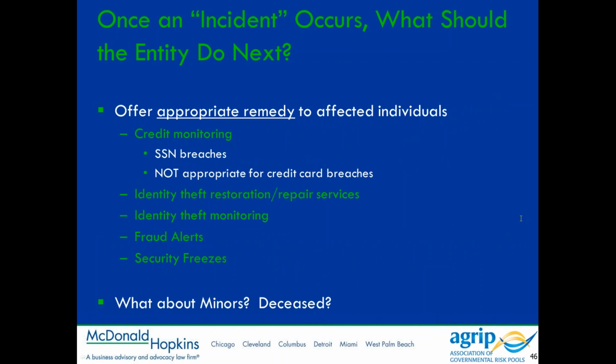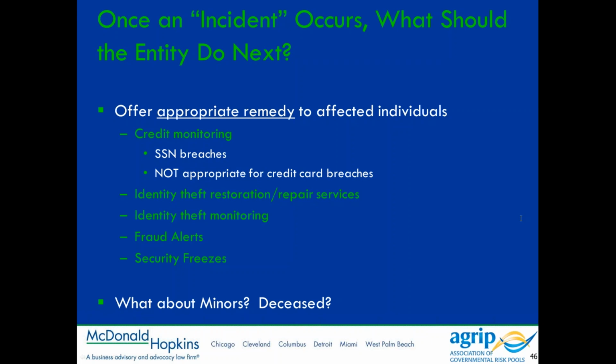Next, offering the appropriate remedy to affected individuals. The knee-jerk reaction is, well, let's offer credit monitoring to everybody. Well, if someone's social security number is breached, that's appropriate, but it's not appropriate for every breach. So there are different remedies that can be offered, and you really need to make sure that it's tied to the particular facts of the case.